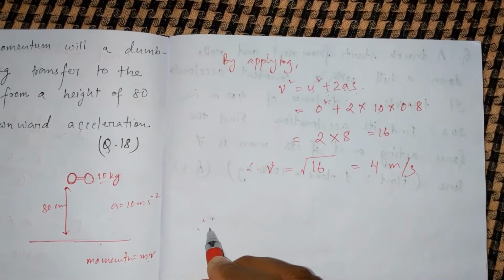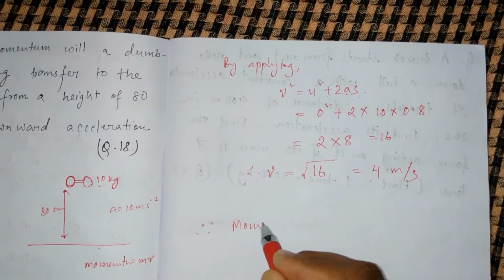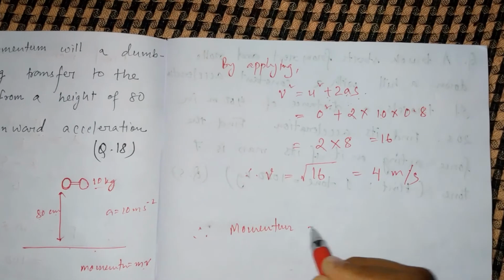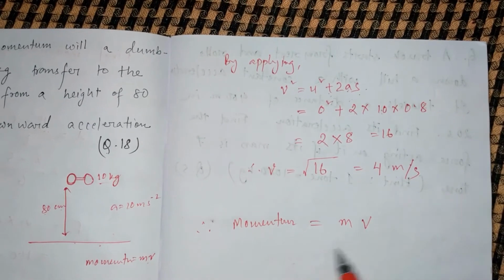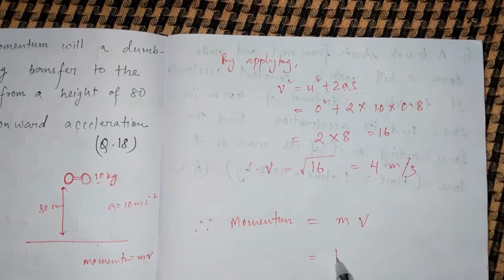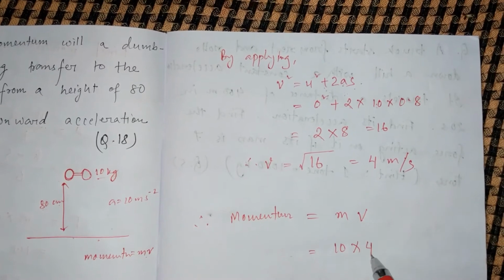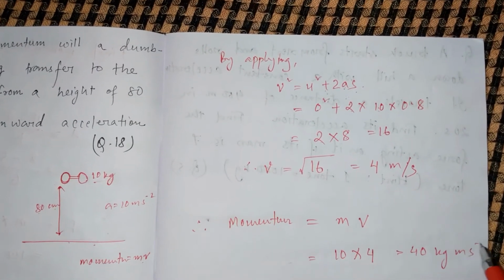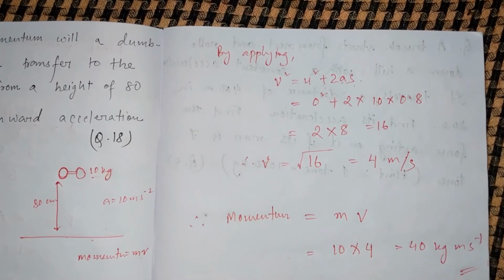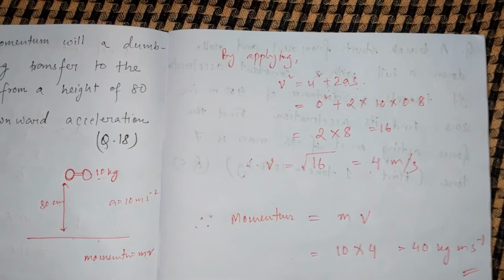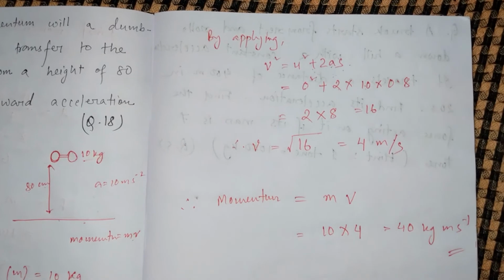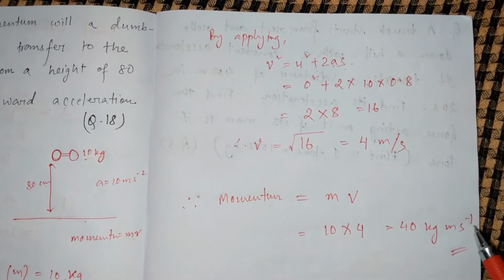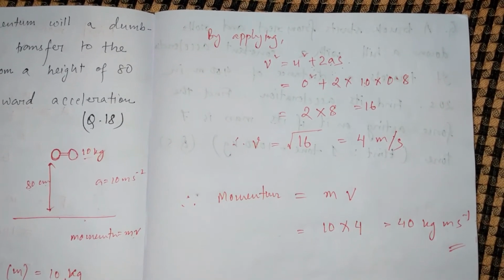Therefore momentum is equal to mv. So m is 10 into v is 4, that is equal to 40 kilogram meter per second. So this is the answer of this question, okay. So I hope you are understanding it. Let's jump into the next question, students.